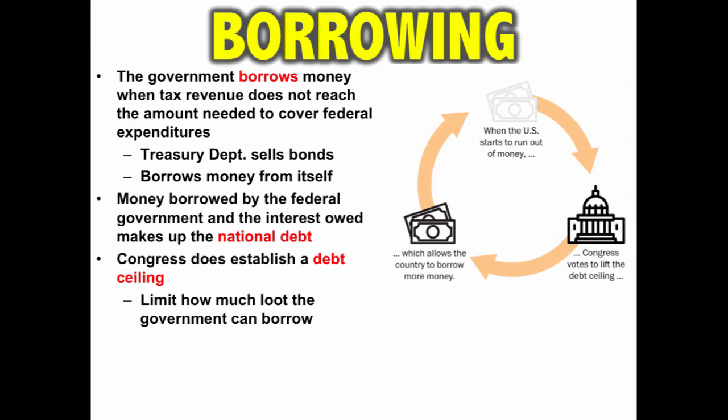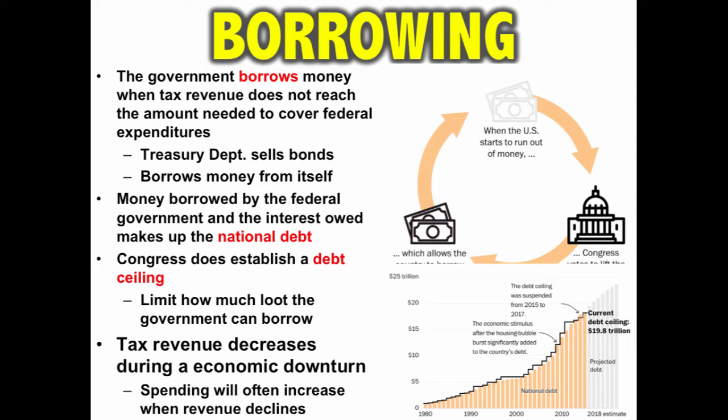debt ceiling. An important trend to keep in mind is tax revenue decreases during economic downturn. And the main reason tax revenues will drop is because more people are out of work. Thus, they're not paying taxes on income because they aren't making any money. The problem is spending will often increase when revenue declines. More people need the help of the government, programs like unemployment, WIC, and all of these things that make up the safety net. So there's more of a demand for spending at the same time that revenue is actually dropping.